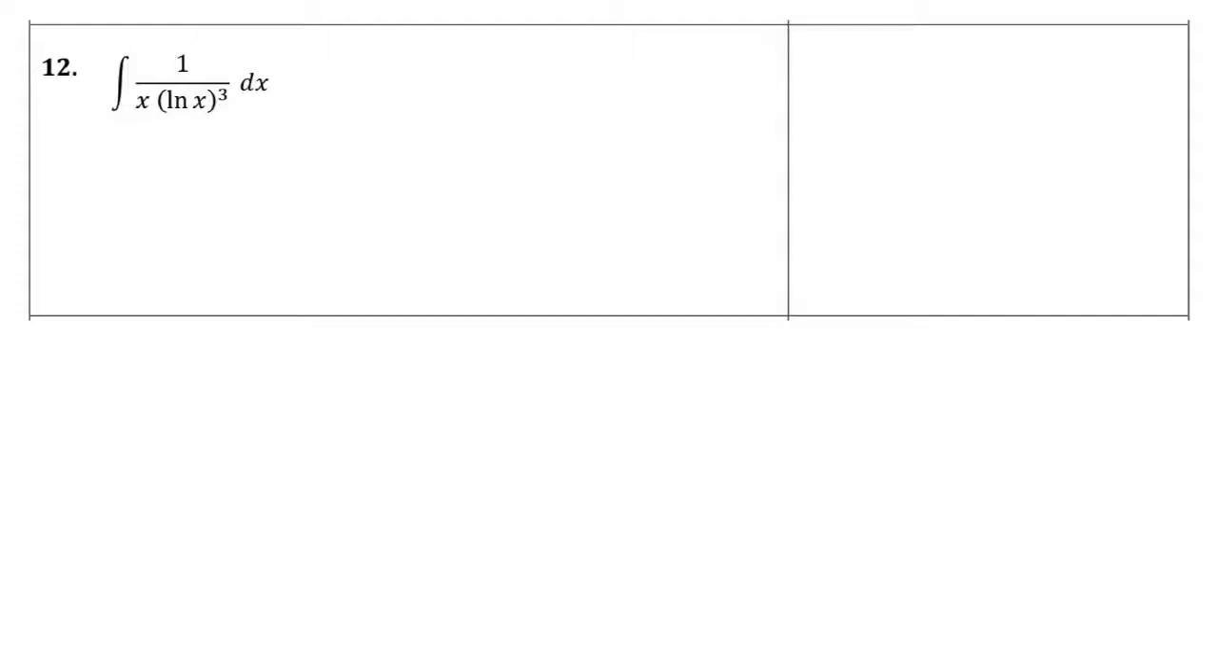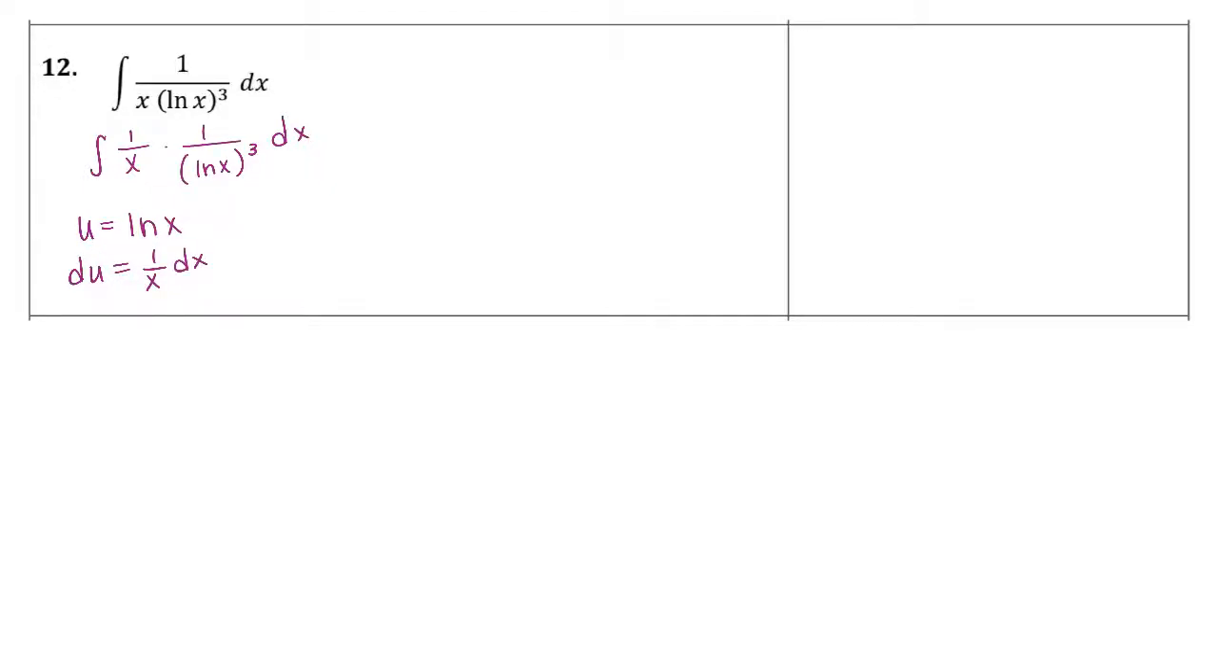Looking at this one, we could do a u substitution. Let's separate it first, though, and see. I would separate this into 1 over x times 1 over natural log of x all cubed. And I know if I do the derivative of natural log of x, I'm going to get 1 over x. So I would probably just do a u substitution for this one. And then du is going to be 1 over x dx.